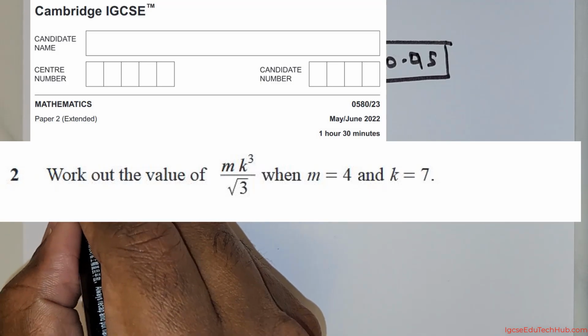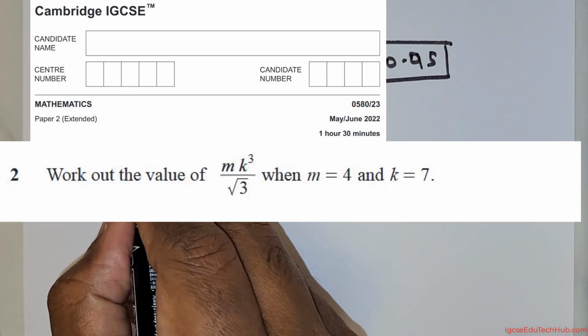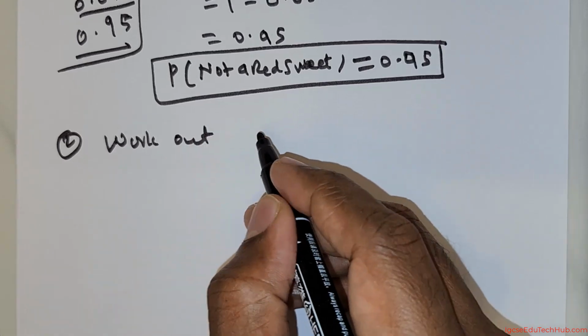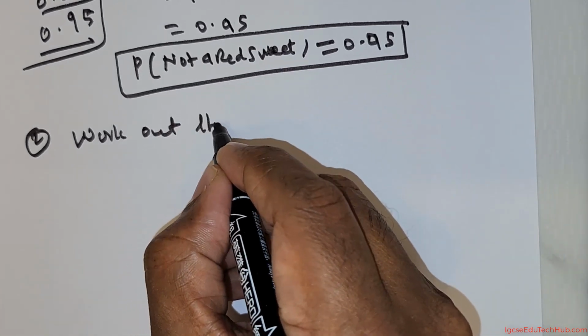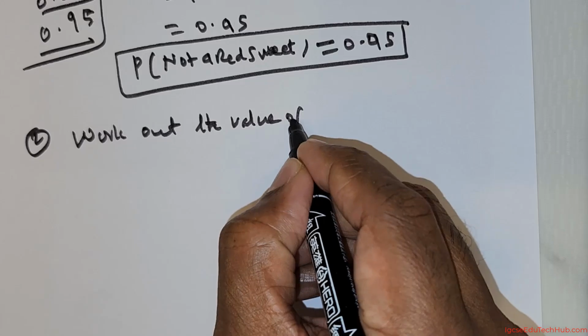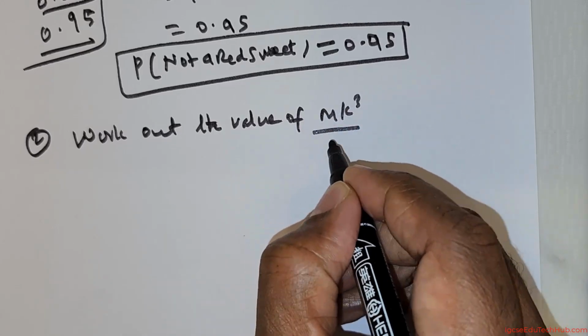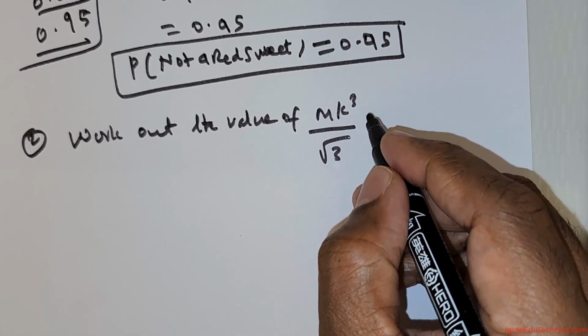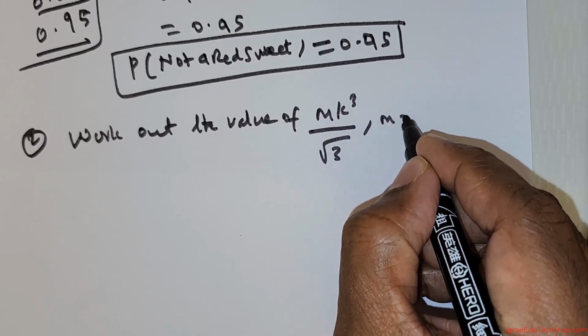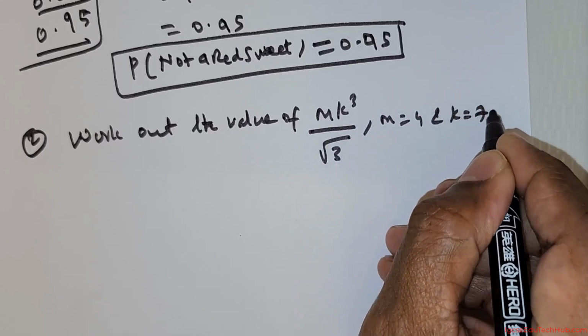This is question number 2. Work out the value of mk cubed divided by the square root of 3 for m equals 4 and k equals 7.